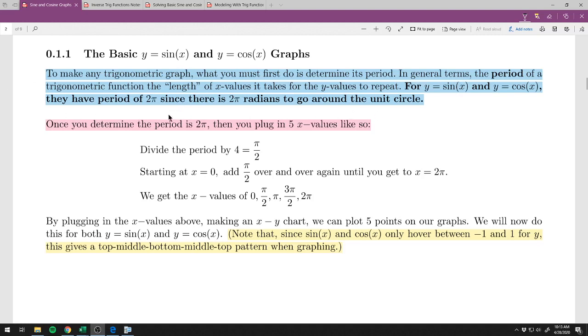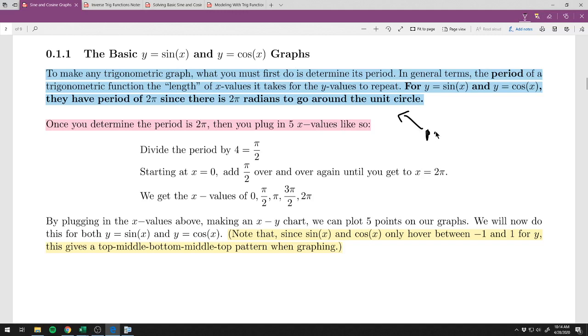But whenever you graph a sine or a cosine function, you first want to point out the period. So the period of a sine and cosine graph normally is 2 pi. The basic reason the period is 2 pi is because when you go around the circle, that's 2 pi radians. And what we mean by period is basically the question, how long does it take to repeat the graph? How long does it take to go around that circle and do the same thing over again is 2 pi.